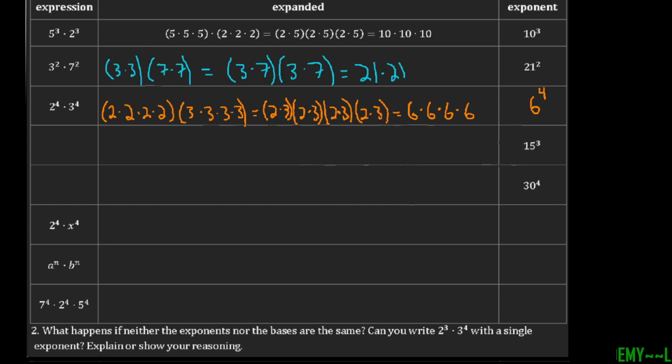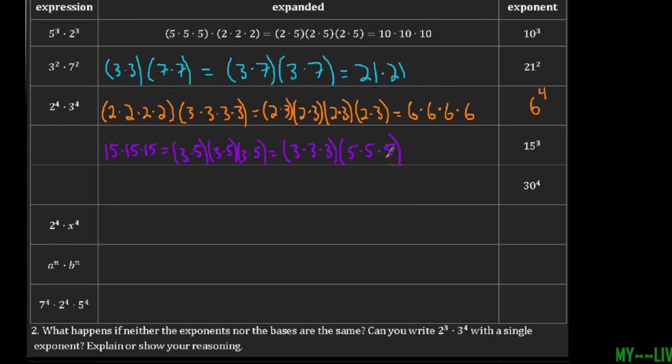So now let's work backwards on this one. If our exponent form is 15 to the third power, we can write it like this: 15 times 15 times 15. So I'm going from exponent to expanded. Now I'm going to break apart these groups. So I can say that's the same as 3 times 5 times 3 times 5 times 3 times 5, which is the same as 3 times 3 times 3 times 5 times 5 times 5.